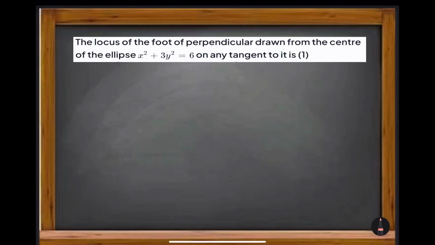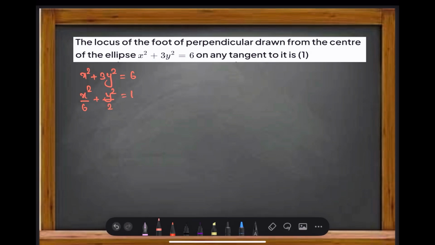Okay, so we got this situation. The locus of foot of perpendicular drawn from center of the ellipse. So the ellipse equation is x square plus 3y square equals 6. If you want to write this in standard form, you can divide both sides by 6. So x square by 6 plus y square by 2 equals 1.